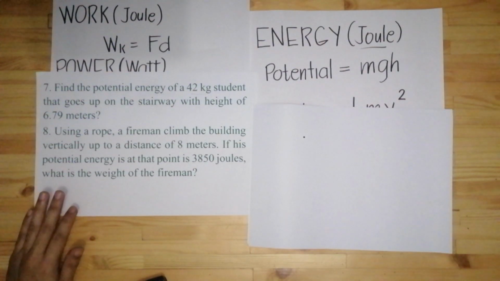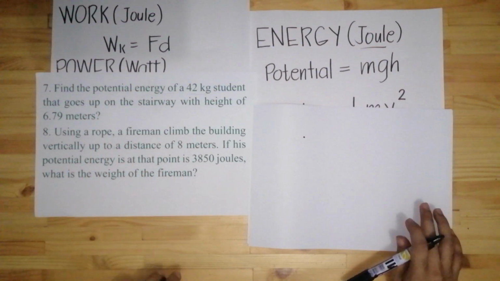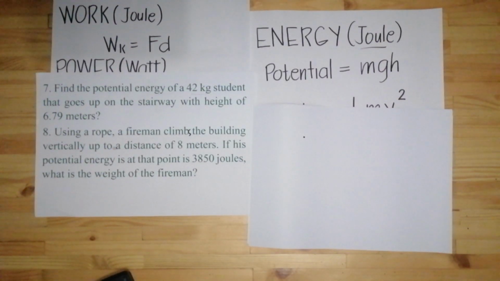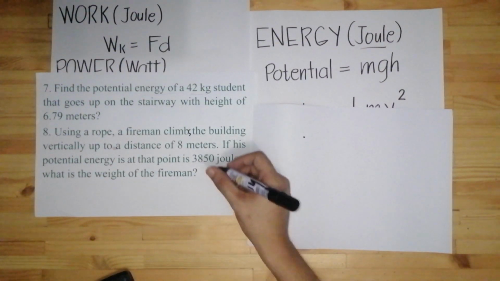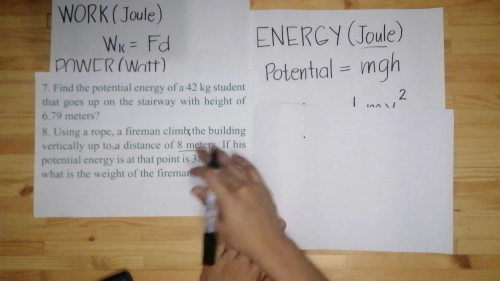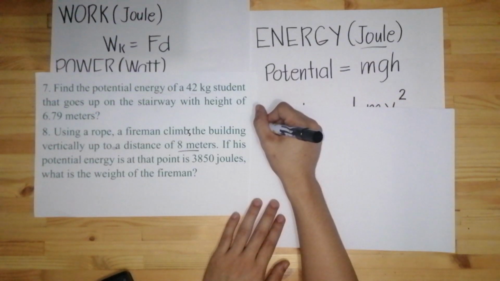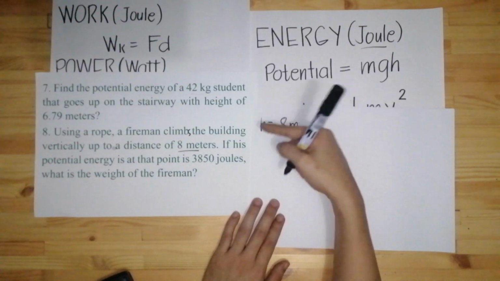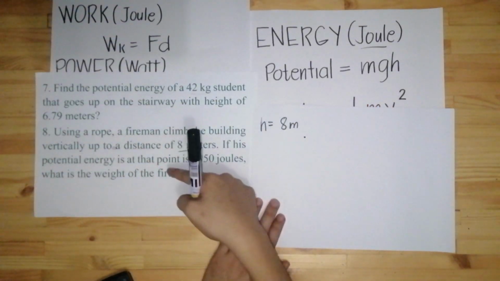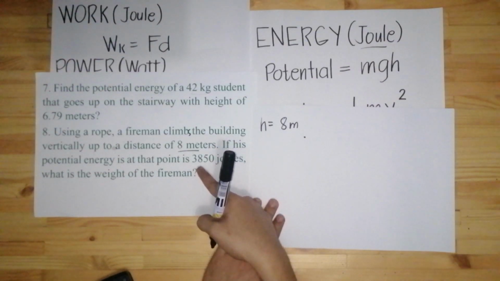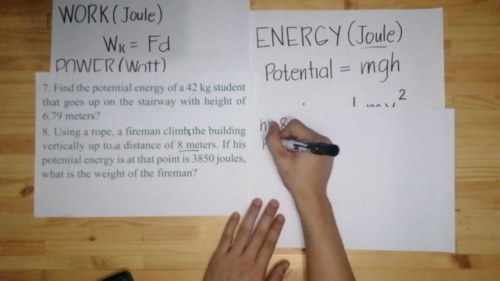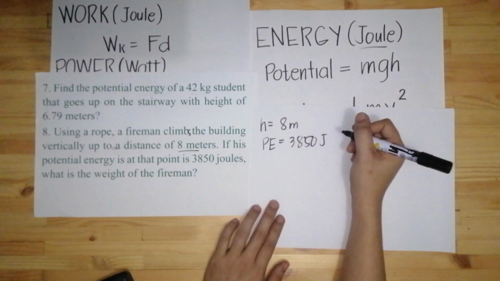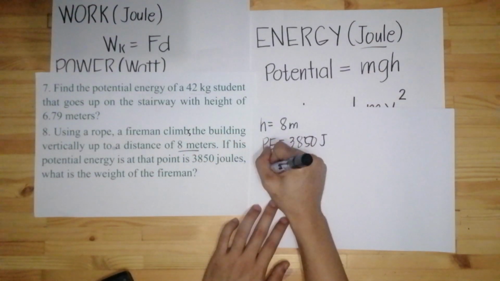Next, let's have number 8. For number 8, using a rope, a fireman climbs the building vertically up to a distance of 8 meters. So, meron tayong distance. Since vertical yan, sabi dito vertically, so yung 8 meters would be H, the height. 8 meters, H or D. If his potential energy at the point is 3,850 joules. So, the given potential energy is 3,850 joules. What is the weight of the fireman? Ang tinatanong is the weight.